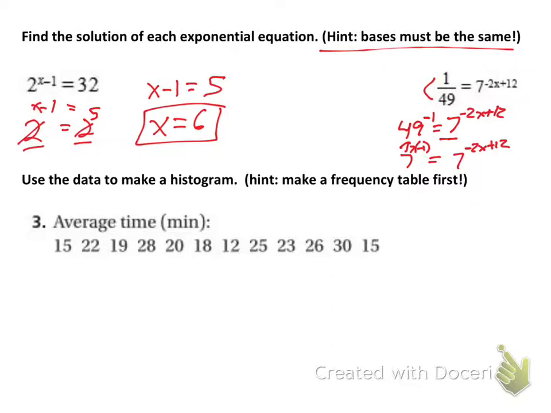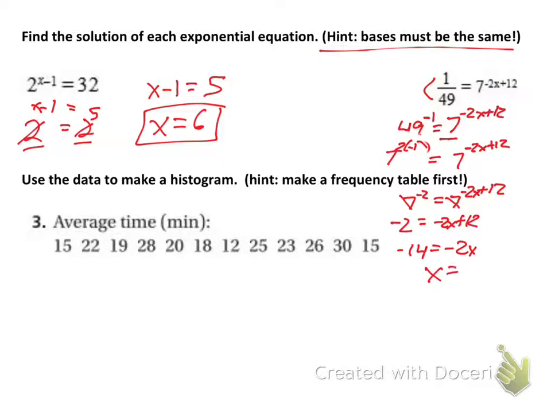It's not 7 to the 7th power, it's 7 squared. So this would be 7 squared, and then times the original negative 1. So that would be 7 to the negative 2nd is equal to 7 to the negative 2x plus 12. Bases cross out, so we can set the exponents equal. Negative 2 is equal to negative 2x plus 12. I'm going to minus 12 on each side, so we get negative 14 is equal to negative 2x. Then I'm going to divide by negative 2, so I get x is equal to 7. And that is your final answer.